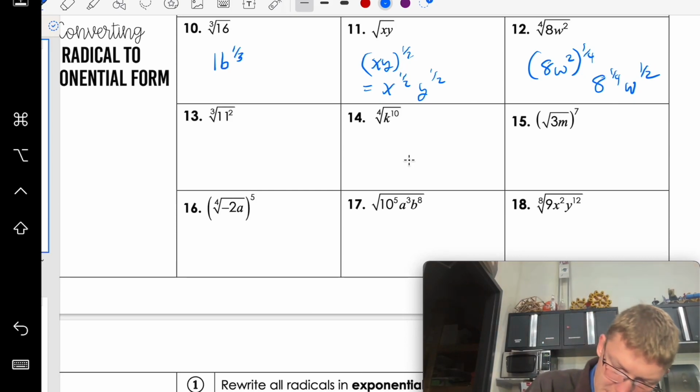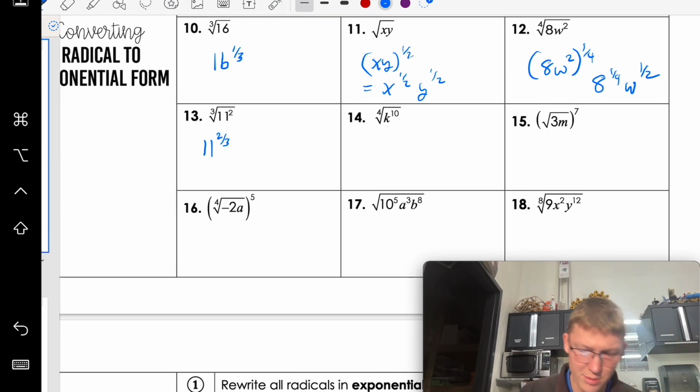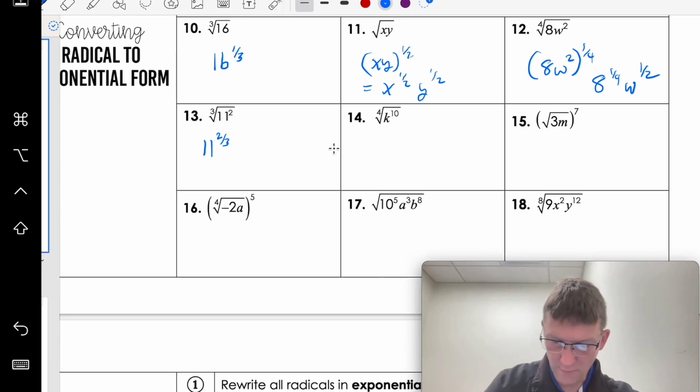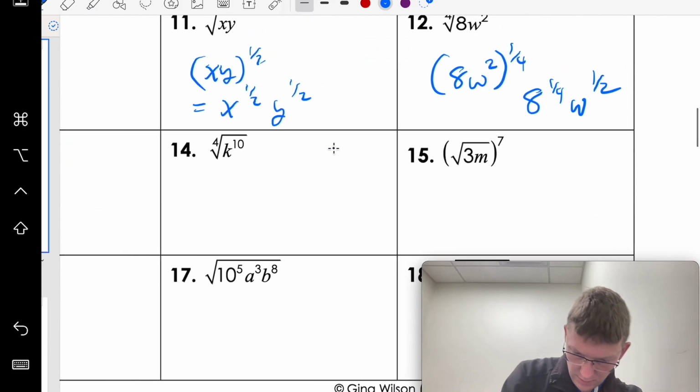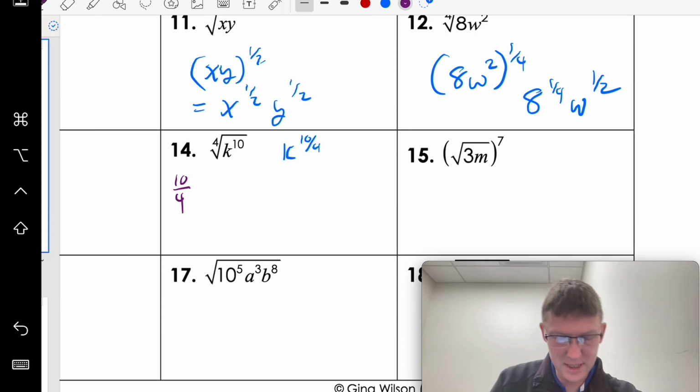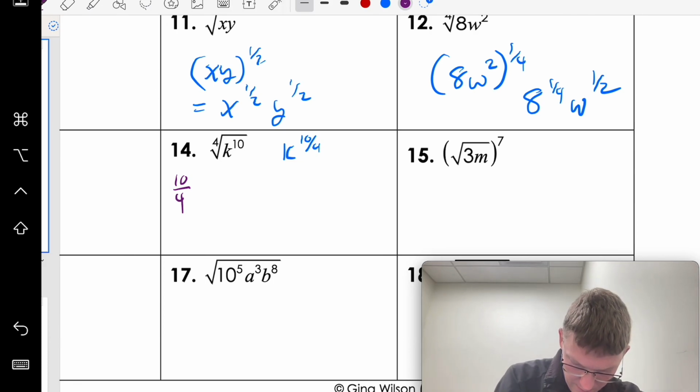So looking at number 13, we're going to have 11 raised to the power of 2/3. I don't think there's much we can do with that. So looking at 14, we've got our 4th root of k. Well, we'll start up here. K to the 10 over 4. But again, we can take 10 over 4. How many times is 4 going into 10? So at least 2, which will get us to 8. So that's going to equal 2.